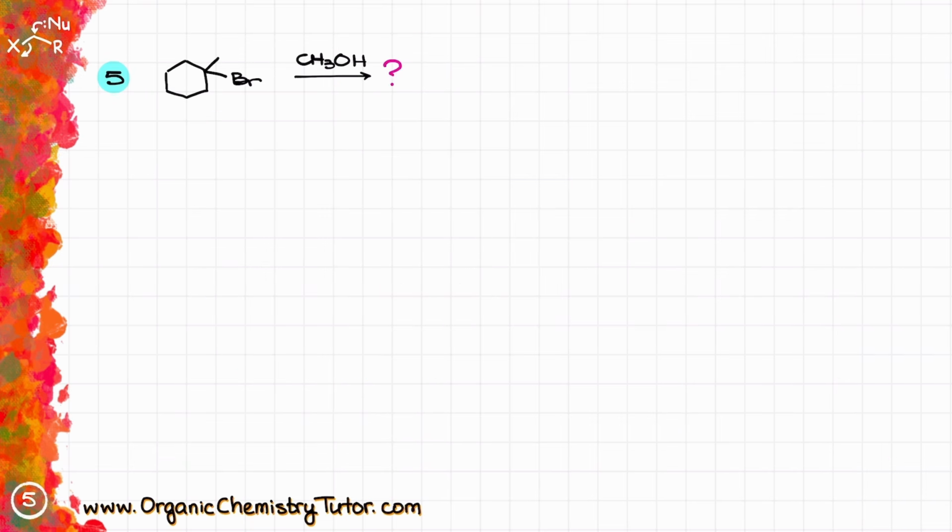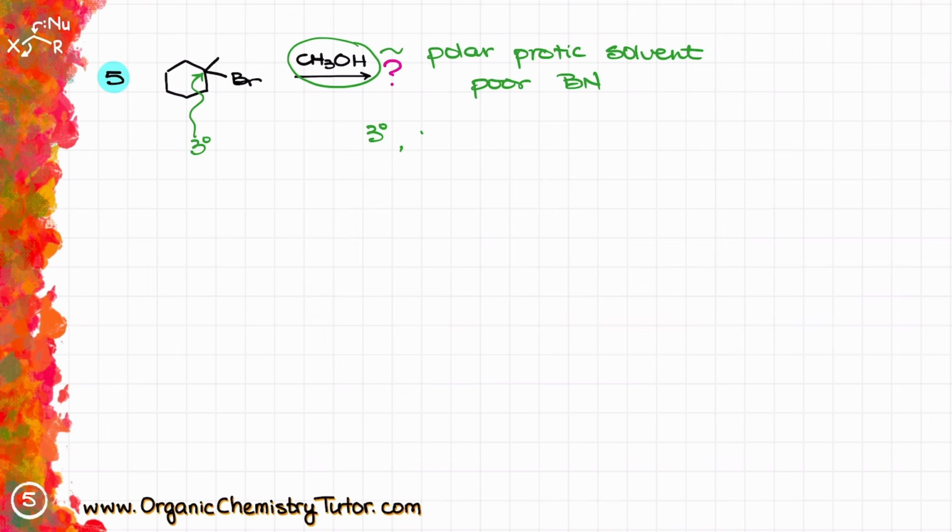Alright, moving on to the next example, I'm still going to go through all my normal steps, looking at the reagent first. So CH3OH, that is our polar protic solvent. On top of that, that is also a poor base and a nucleophile. So looking at the position of my leaving group, the leaving group over there is at the tertiary position. So tertiary position, poor base and a nucleophile, everything pushes me towards the SN1 or E1 reactions.